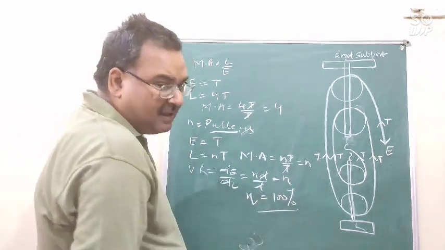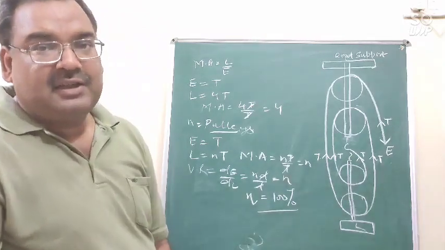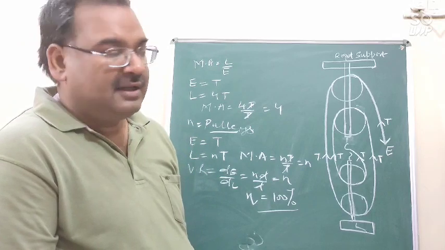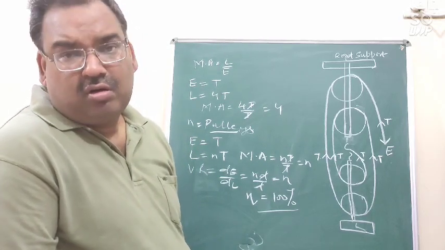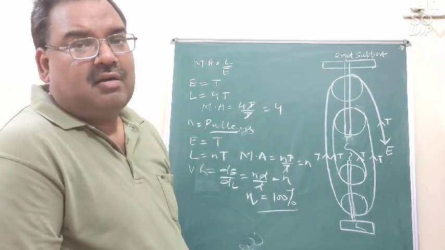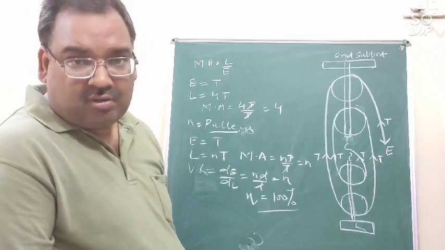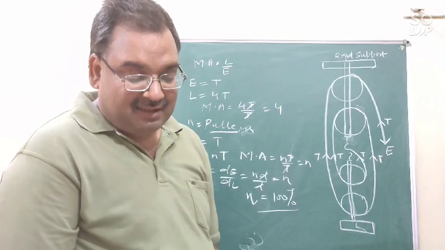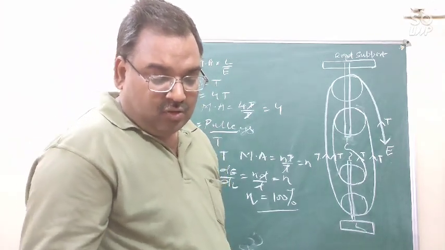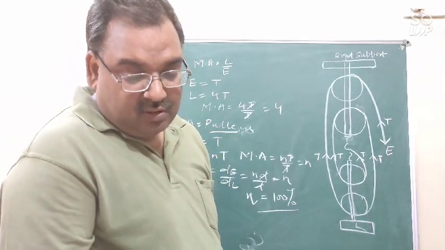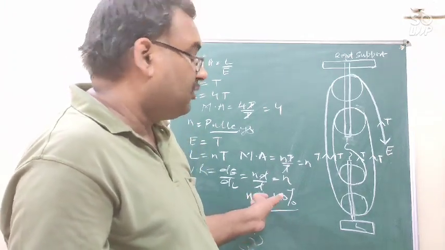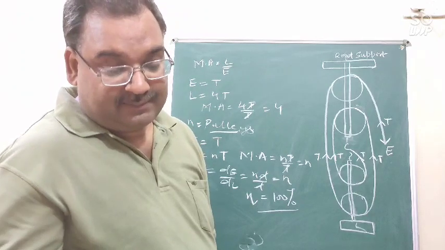Is it clear? But all this is for an ideal condition. This is for ideal pulleys where there is no friction. The weight of the pulley is 0. Okay, there is no friction. The tackle is not extensible. So only in the ideal condition do we have the system giving you 100% efficiency.